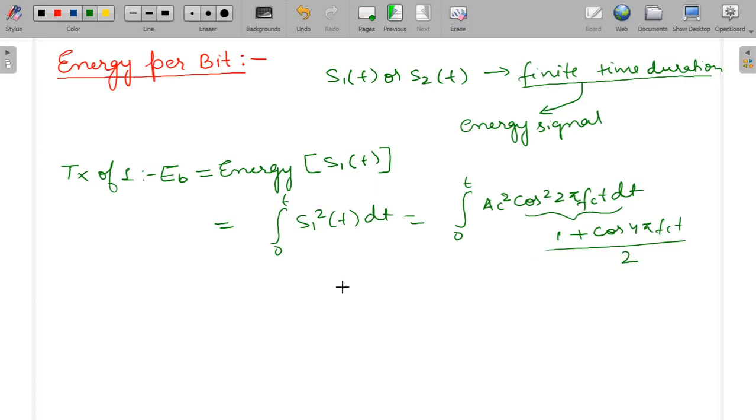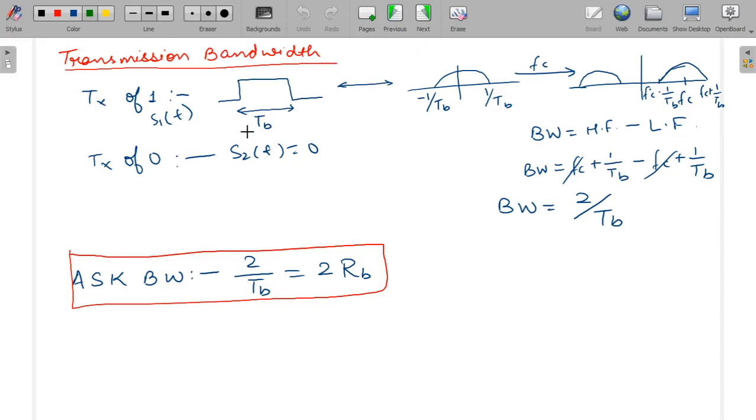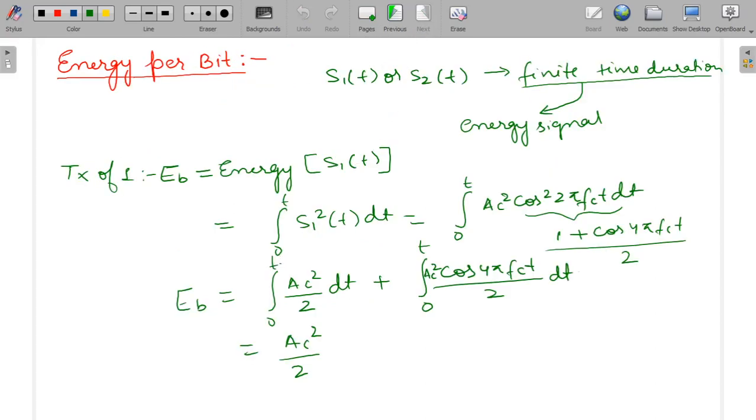So we will get Eb is equal to Ac square by 2 times the integral from 0 to T of dt, plus the integral from 0 to T of Ac square cos 4 pi fc t divided by 2 dt. Okay, so the first part's integration will come as Ac square by 2 and this T, and up to what time duration is it integrated? Up to Tb. So we will put T is equal to Tb here.